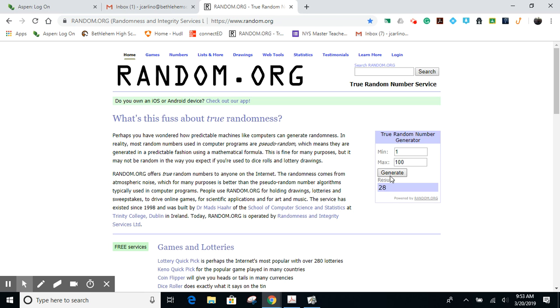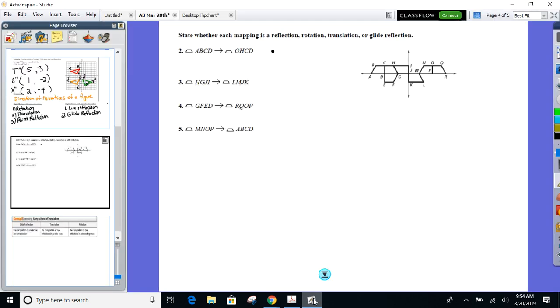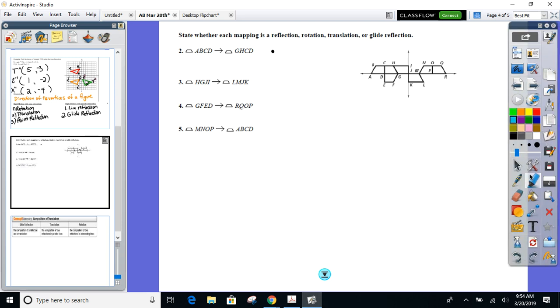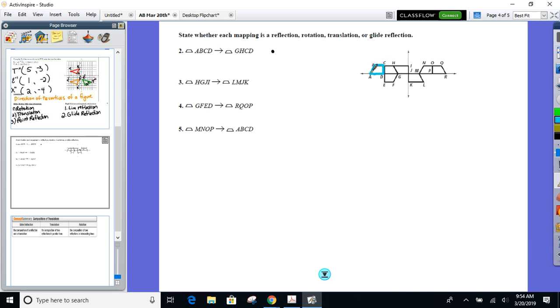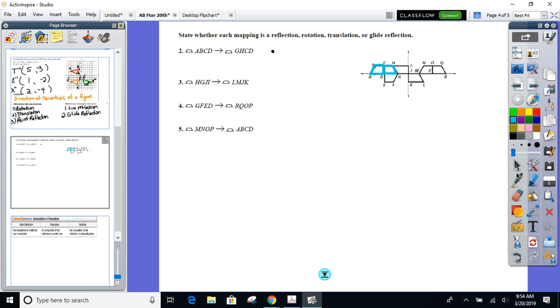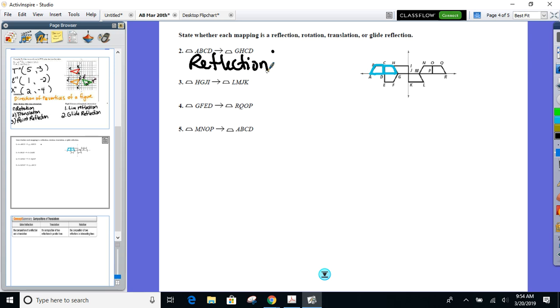I'm not going anywhere. 22? That is a rotation. Okay, hold on. Don't change it. I got A, B, C, D right here. Actually, I'm going to go smaller. I got A, B, C, D right here, and I am going to G, H. This one right here. So it should be, well, just reflection. Okay, we'll just take reflection for now. Everyone good? Reflection.